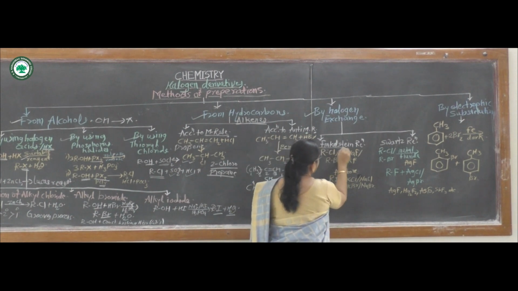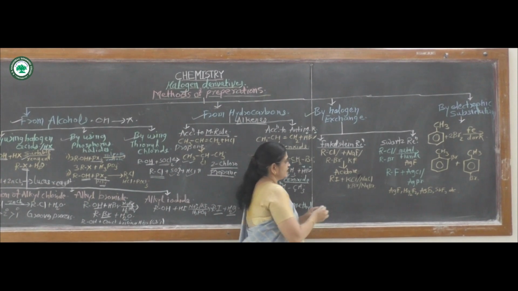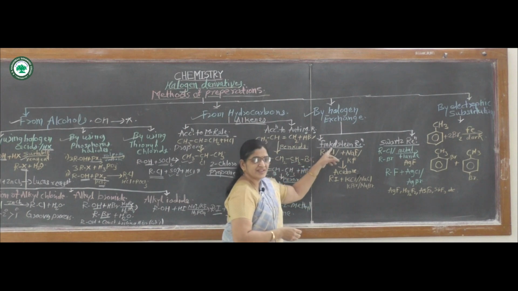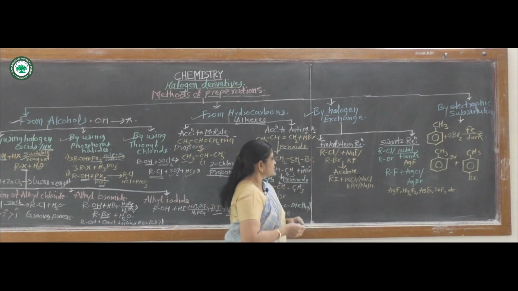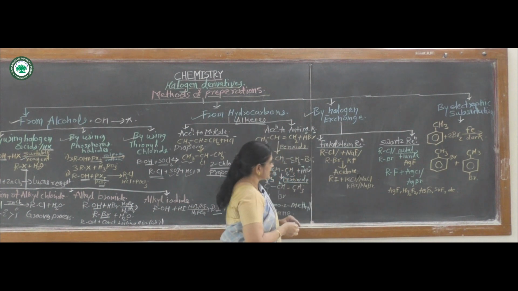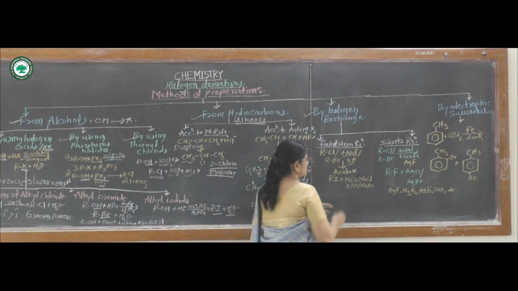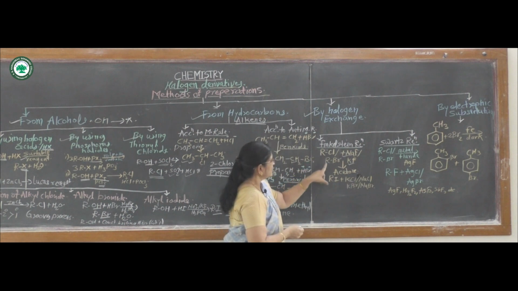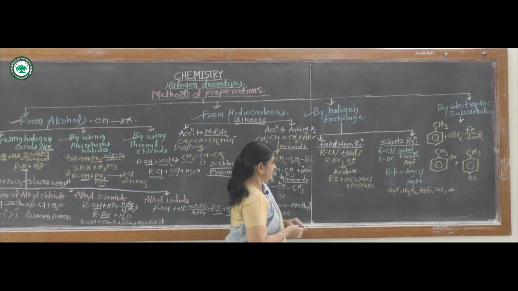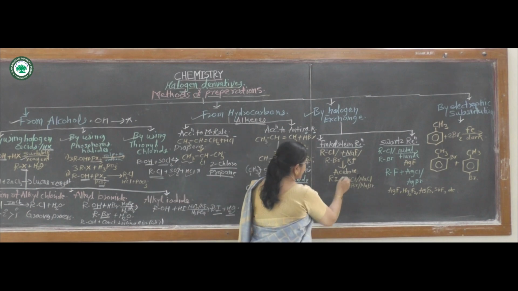Again, there are two reactions. First one, Finkelstein reaction, and second reaction, Swarts reaction. In this reaction, alkyl chloride or alkyl bromide, that is RCl or RBr, reacts with sodium fluoride or potassium fluoride. This reaction is carried out in the presence of acetone.